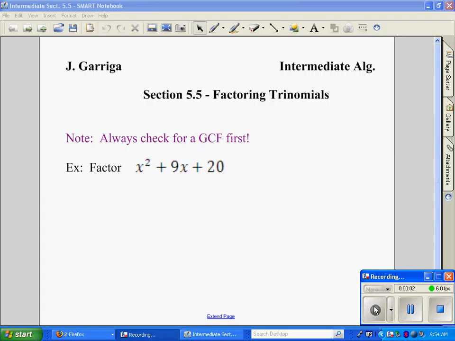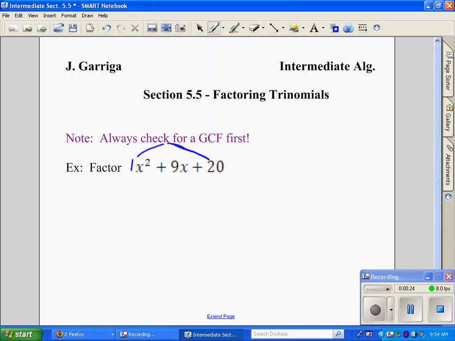In section 5.5 we're going to be factoring trinomials. The first thing we need to always do is check for our greatest common factor. If there's one, we have to take it out before we begin our process. We're going to use a bottoms up method, and when it's three terms, there's a known 1 right here, so that with there being a known 1 there, we want to know what multiplies to give us the outside.